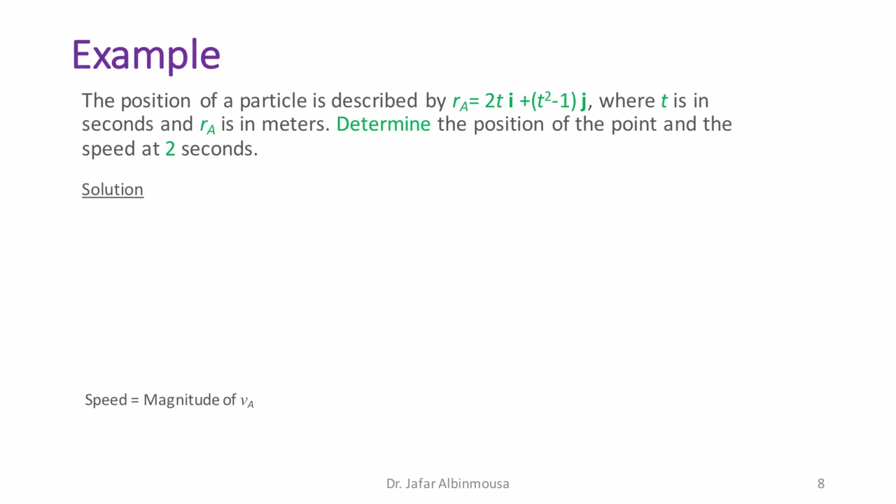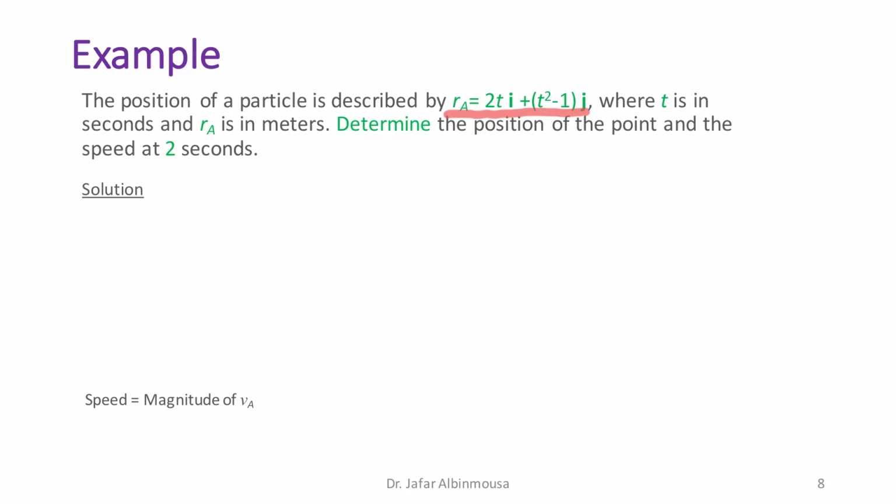Let's have this simple example. The position of a particle A is described by r_A equal to 2t i plus (t squared minus 1) j, where t is in seconds and r is in meters. And what we want is to determine the position of the point and the speed at 2 seconds.